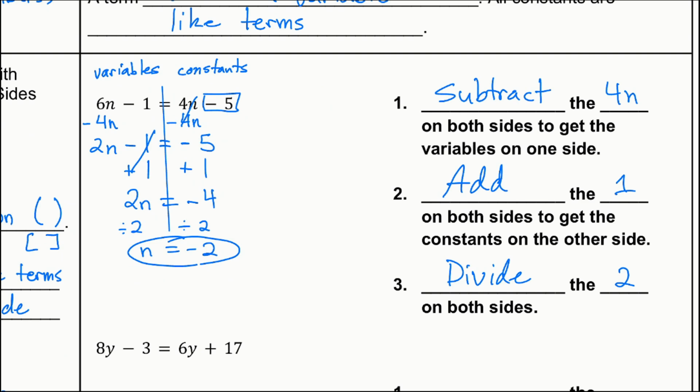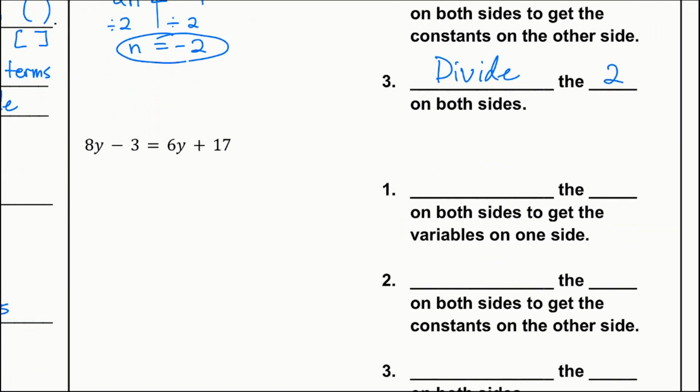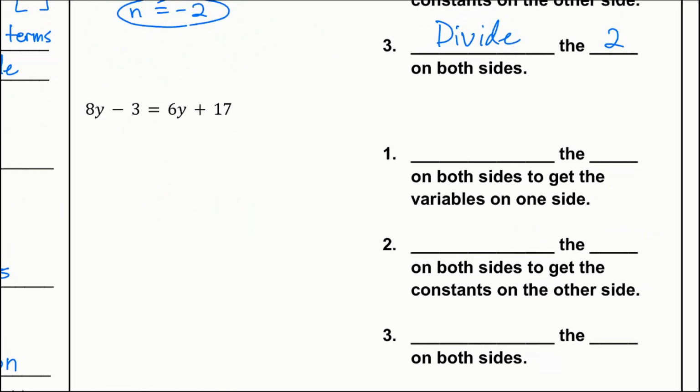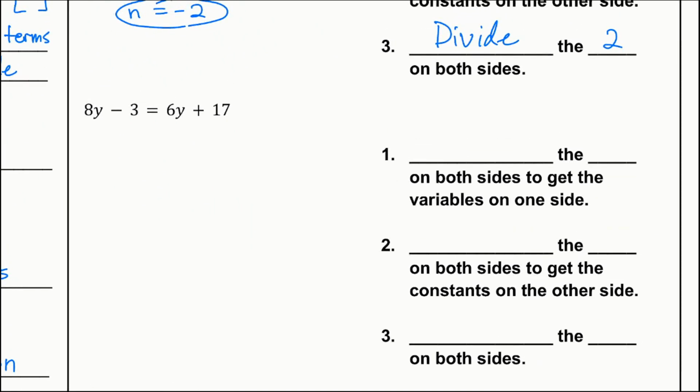Okay. I'm going to do one more with you, and then I want you to pause the video and try that last one. So this is what we've got here. We've got 8y minus 3 equals 6y plus 17. The variable terms that we have are going to be the 8y and the 6y. So we're either going to subtract 6y on both sides or subtract 8y on both sides. Because I want to try to get a positive variable term, I'm going to subtract 6y on both sides.